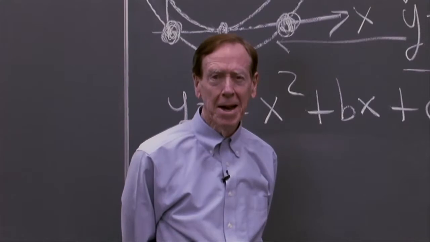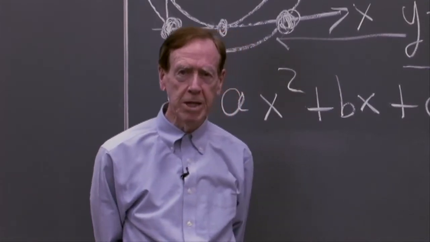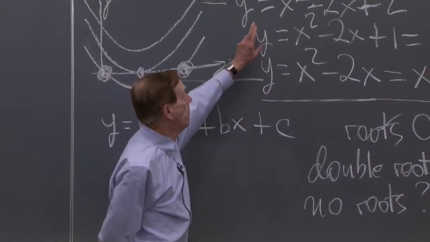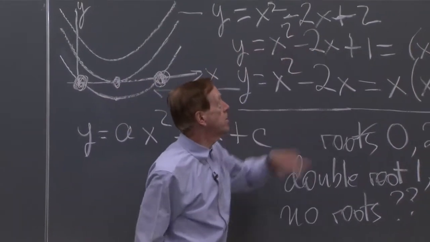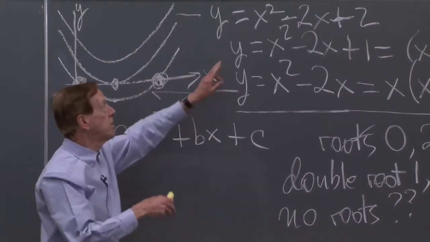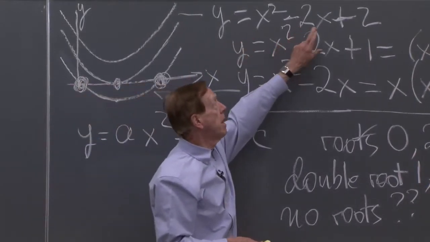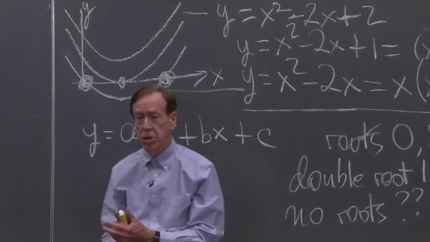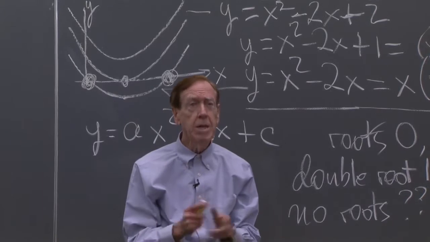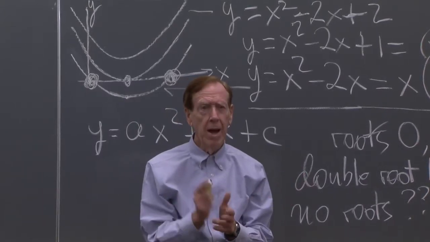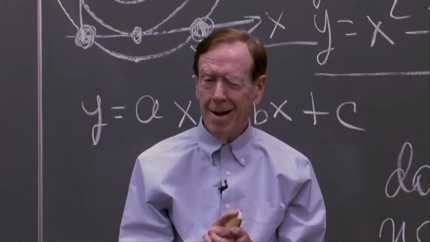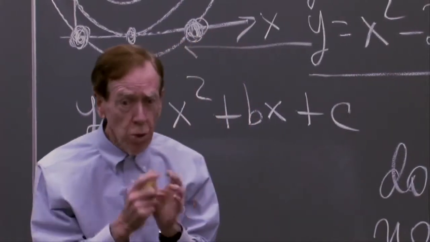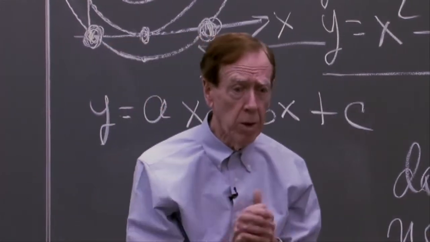OK, hi again. I'm back and still looking for those missing roots. You remember we had this example of x squared minus 2x plus 2. So that was a particular choice: A was 1, B was minus 2, C was plus 2. And we couldn't see the roots, and our picture didn't show any. The reason is we're going to have to go to imaginary numbers. I like to think that those 2 roots are still there, but they aren't going to be real roots.